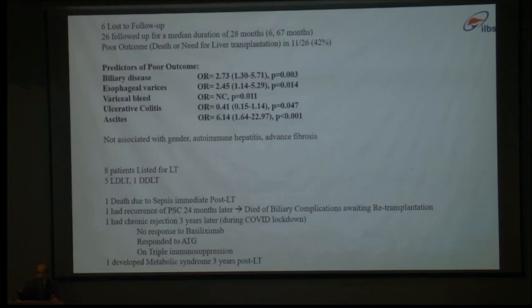Predictors we found were biliary disease, portal hypertension, and ascites, which were obvious, but ulcerative colitis showed a protective influence, with an odds ratio of 0.41. There was no association with gender, presence of autoimmune hepatitis, or advanced fibrosis. 8 patients were listed, and 6 underwent liver transplantation. Post-transplant, there was 1 death due to immediate sepsis. 1 had recurrence of PSC and died of biliary complications awaiting retransplantation. 1 had chronic rejection, treated with ATG, and 1 patient developed metabolic syndrome 3 years post-transplant.